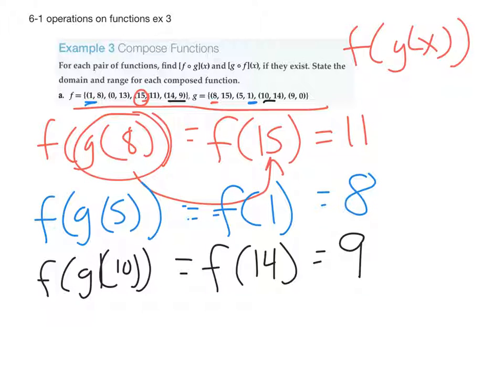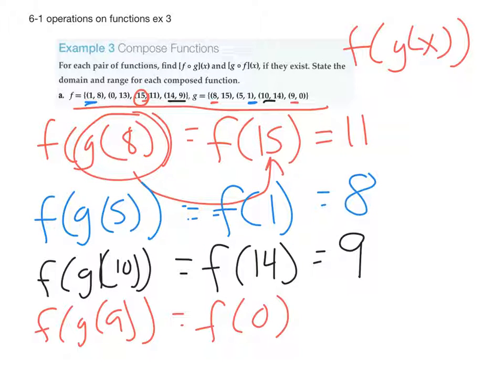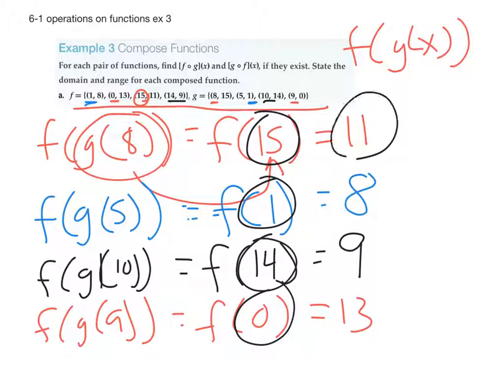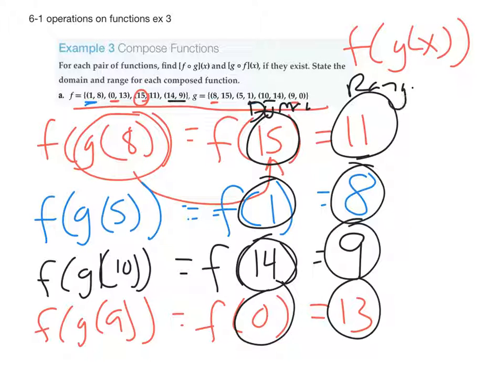And we'll do the last one here. The last one is f of g of 9. So g of 9 is 0, so f of 0 is what we're looking at. We go back over here, f of 0 equals 13. So what we have is, these are the x, these are the y, often called the domain and range. So we have identified what's called the composition of f of g, and there's the domain and range.